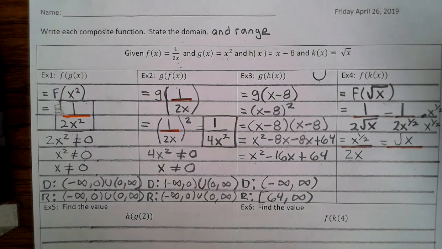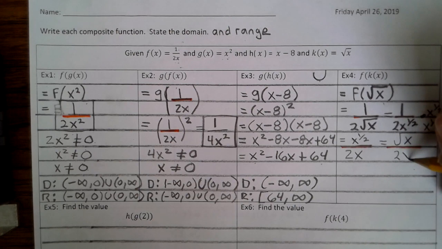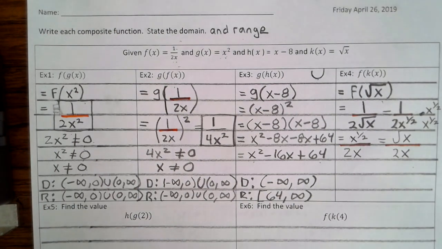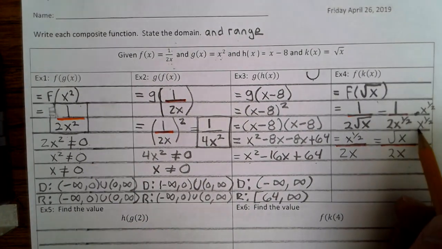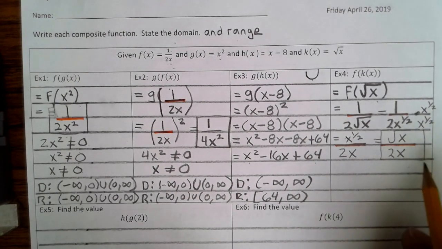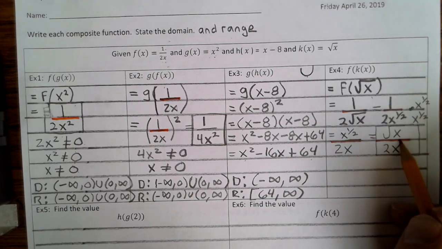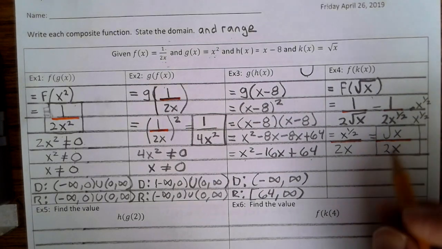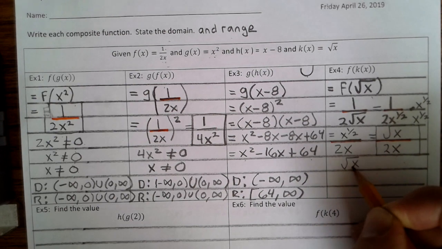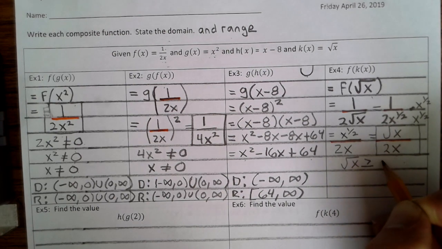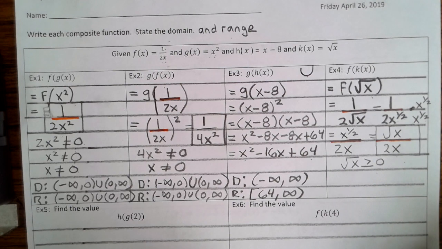Now, normally the domain would be from negative infinity to 0, 0 to infinity because of the x in the denominator, but we also know that the square root of x has to start at 0. You have to set the square root of x greater than or equal to 0. So we know that x has to be greater than or equal to 0.